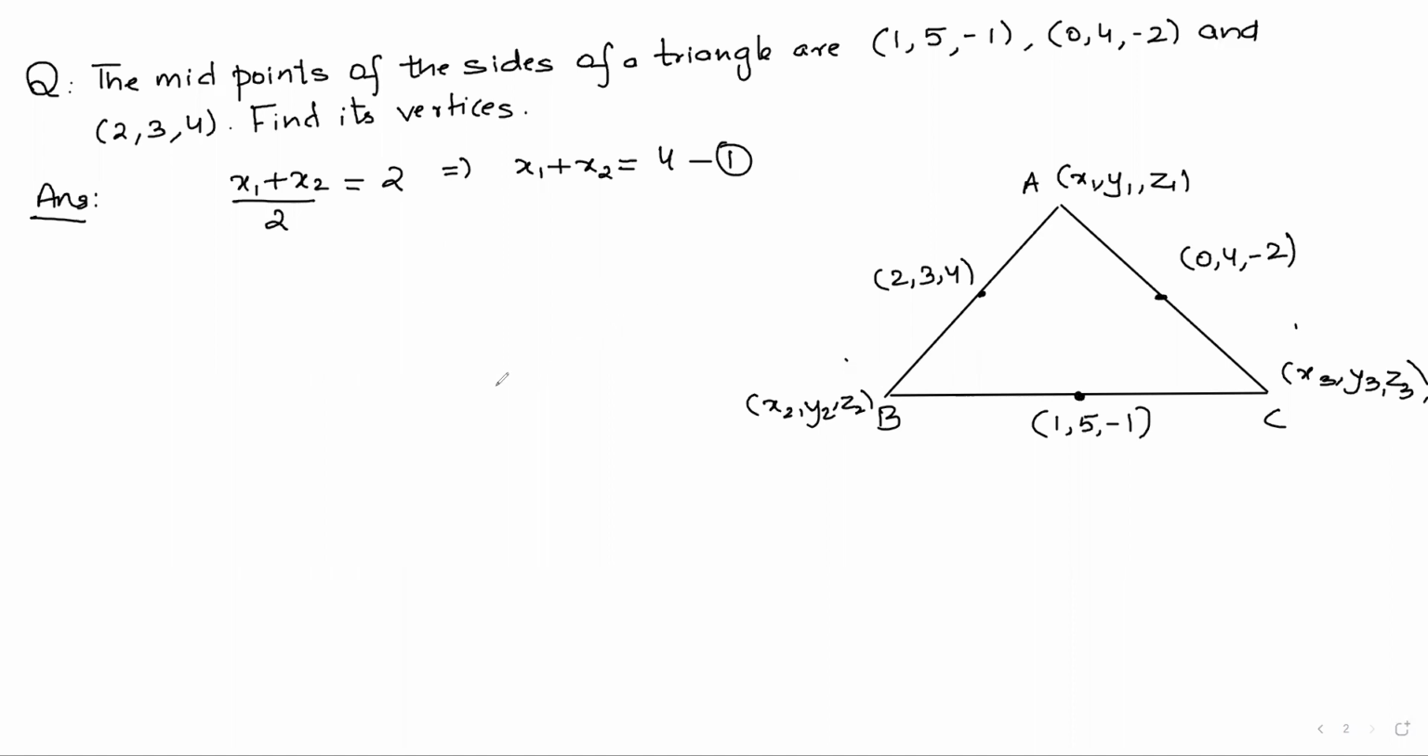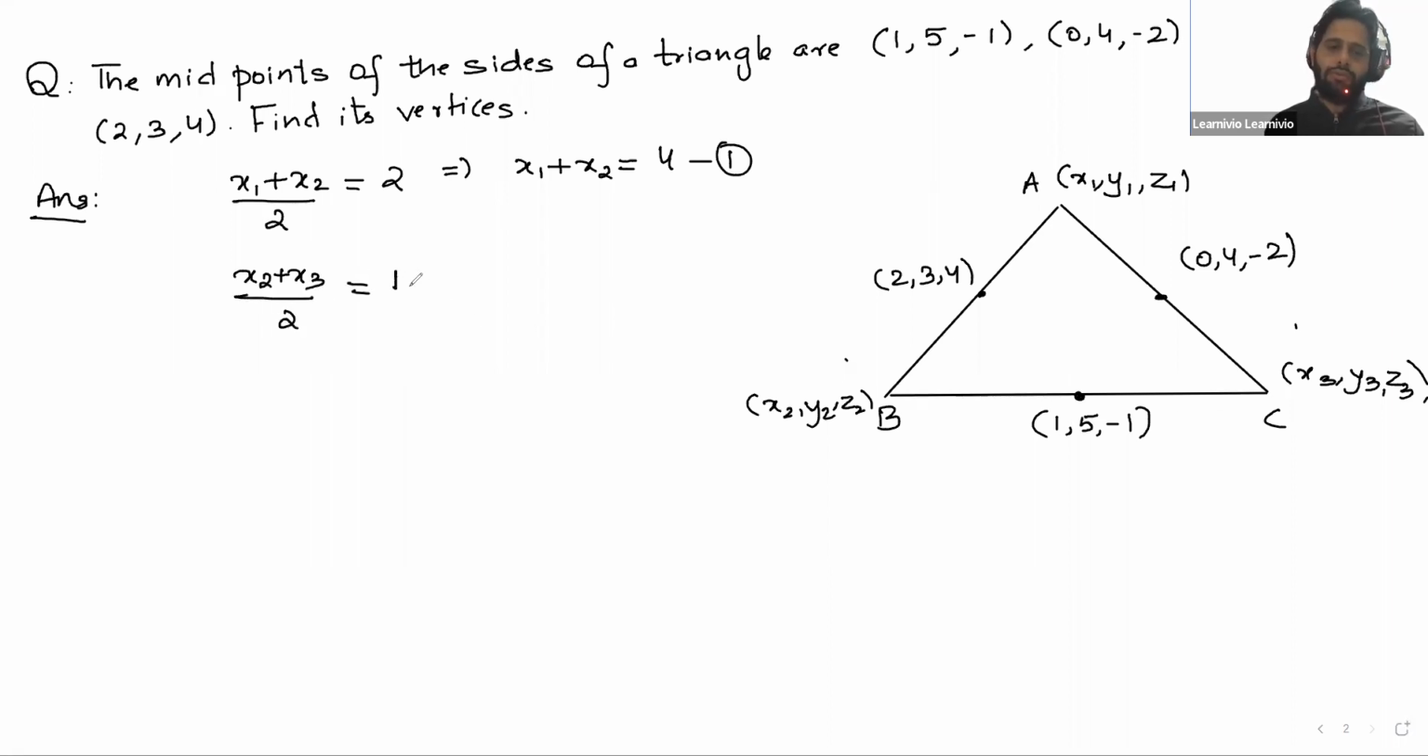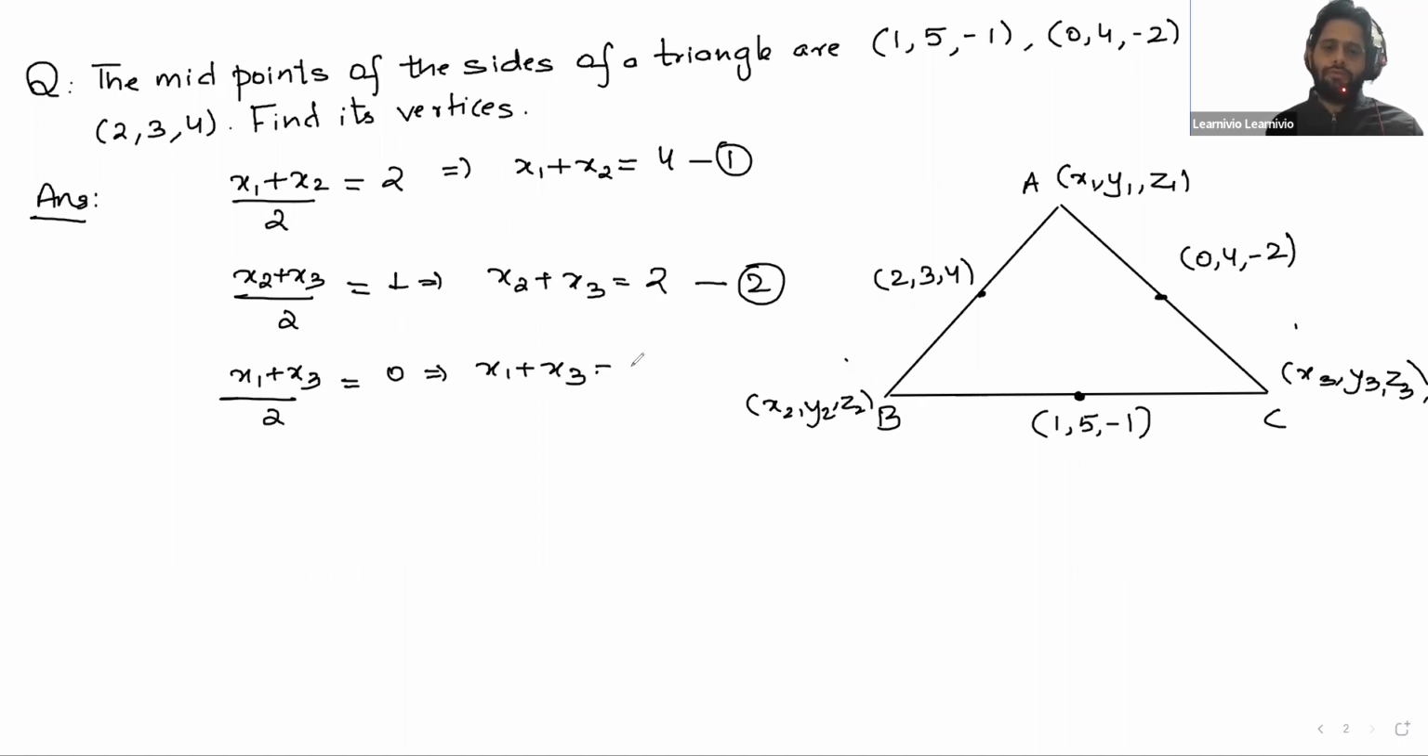Now, similarly, if you take this one, x2 plus x3 by 2 is equal to 1. So from this, we will get x2 plus x3 is equal to 2. Similarly, x1 plus x3 by 2 is equal to 0. So we get x1 plus x3 is equal to 0. Okay, so we have three equations and three variables. We can solve these equations and find the values.